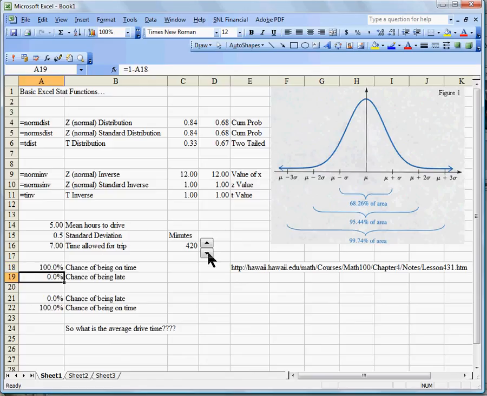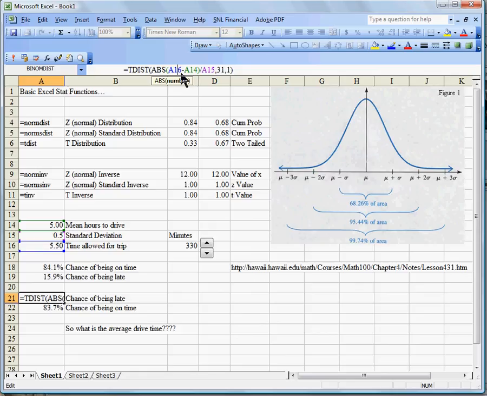So we can change the hours up and down. Let's see, if I leave 5.5 hours, there's about a 16% chance of being late. And very similar, we have the t distribution down here, and all we've done with the t is it will give you an error if you allow a negative value in here for your number of standard deviations. I've used the absolute value, and I've had to calculate how many t's or standard deviations we are away. So in this case, I have taken the time allowed for the trip, subtracted the mean from that, and divided it by the standard deviation of our sample.